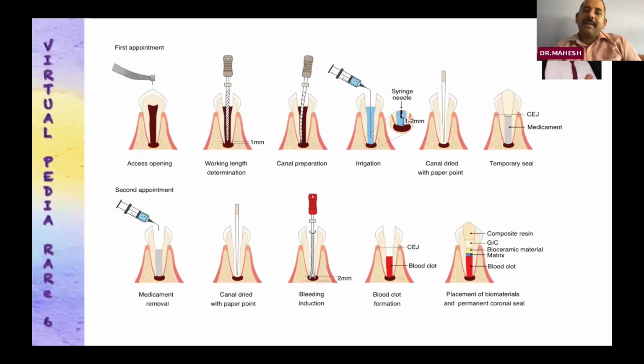So this is one schematic representation which shows you the procedure, the 2 stages in any regeneration procedure. The first stage, we do an access opening, determine the working length, prepare the canal, irrigate with sodium hypochlorite, and then dry the canal. You keep an intracanal medicament and close it off. When the patient comes back for the next visit, you remove the medicament, dry the canal, and induce bleeding for a long-term prognosis.